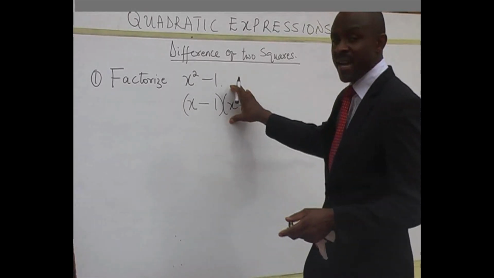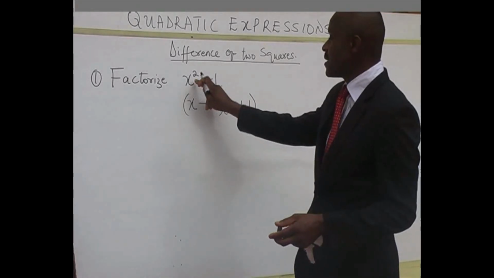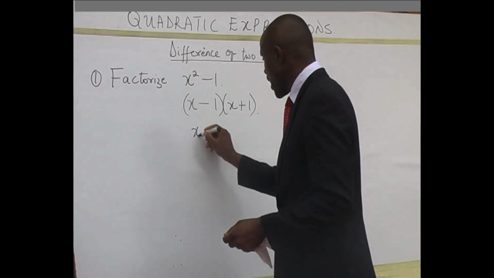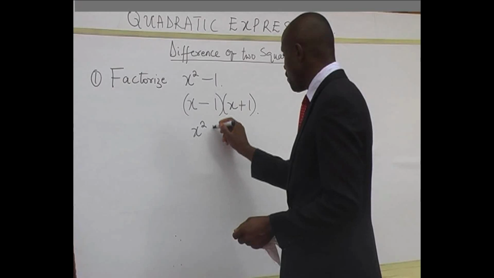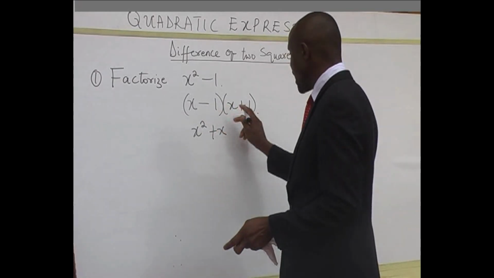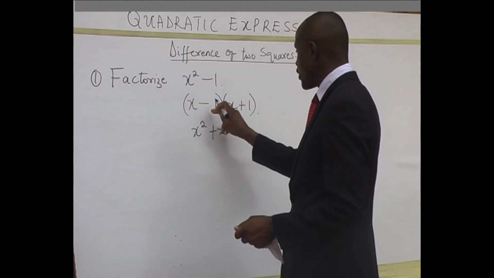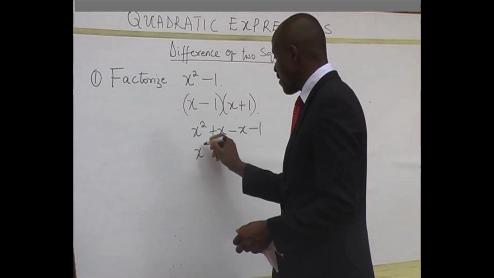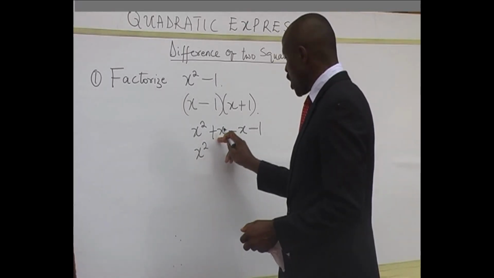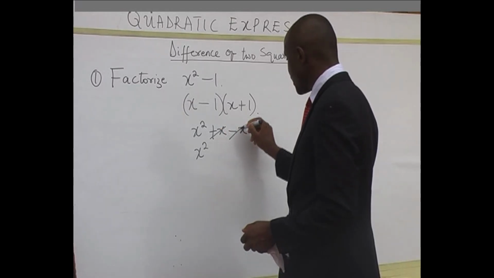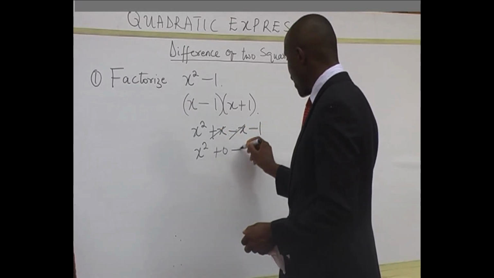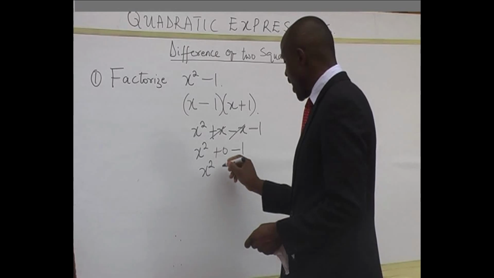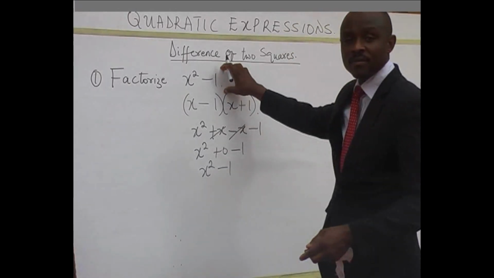If you go ahead to expand this, you are going to get x squared minus 1. I'm going to do it. X times x will give you x squared. X times plus 1 will give you plus x. Minus 1 times x will give you minus x. Minus 1 times plus 1 will give you minus 1. If you collect like terms, you are going to have x squared plus x minus x. Cancel this. You have plus 0. Bring down minus 1. If you simplify further, you find out that you are going to have x squared minus 1, which is exactly what we have in the beginning of the question.